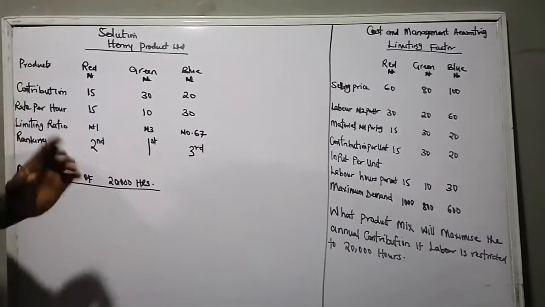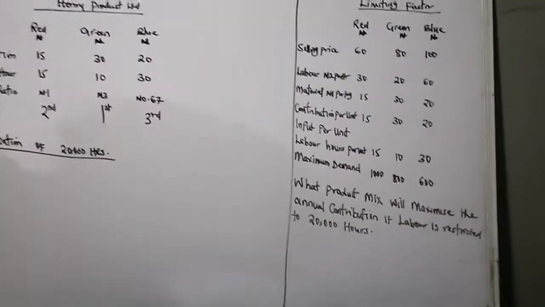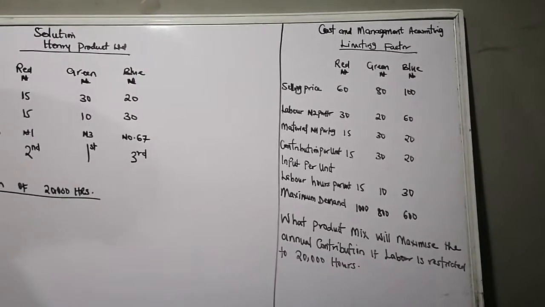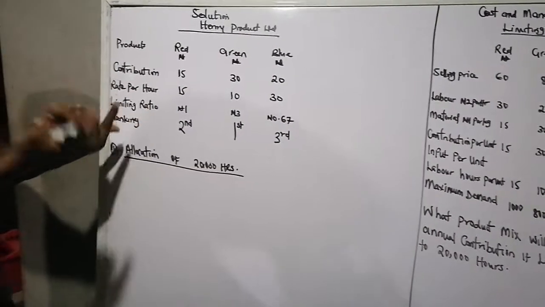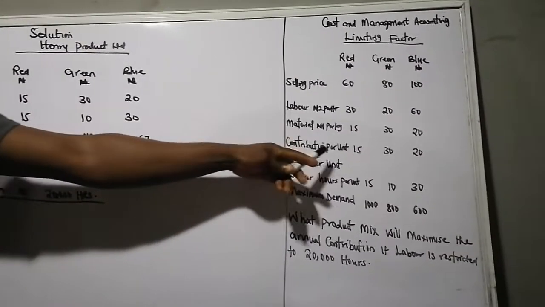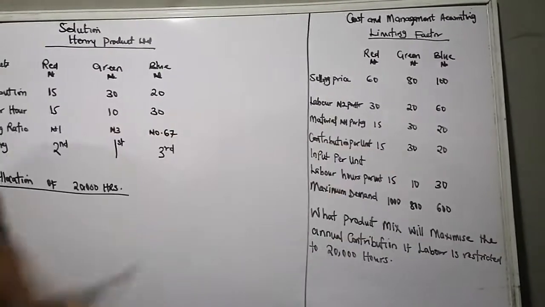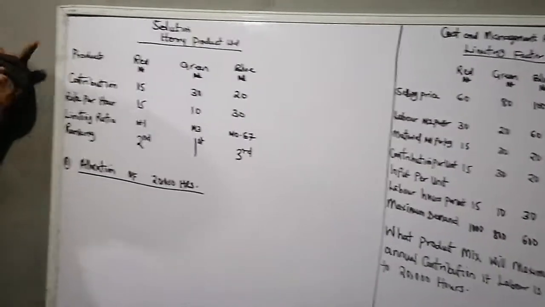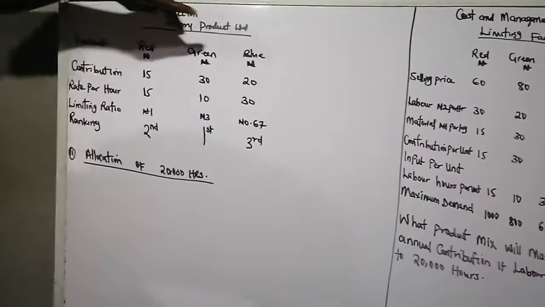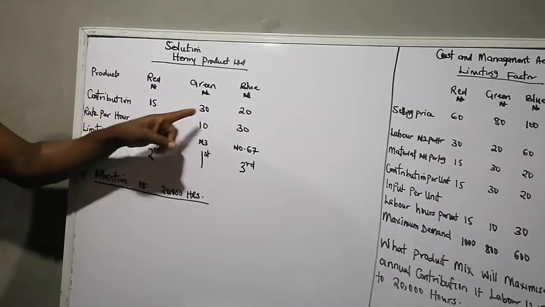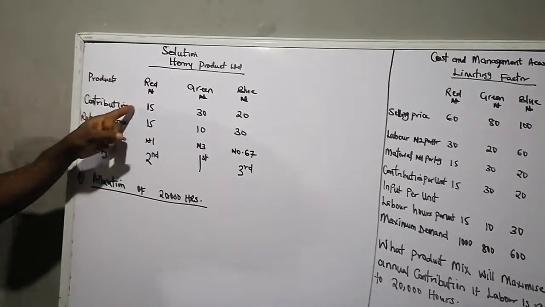The first step, identify the limiting factor. We know that our limiting factor is labor. Then step 2, you calculate the contribution margin for each product. For this question, you don't need to calculate because it's already given. Look at our contribution margin per unit: we have 15, 30, and 20. So this is my solution. This is the table. The products are red, green, and blue. My contribution per unit, 15, 30, and 20, is given, and I just transfer it here.